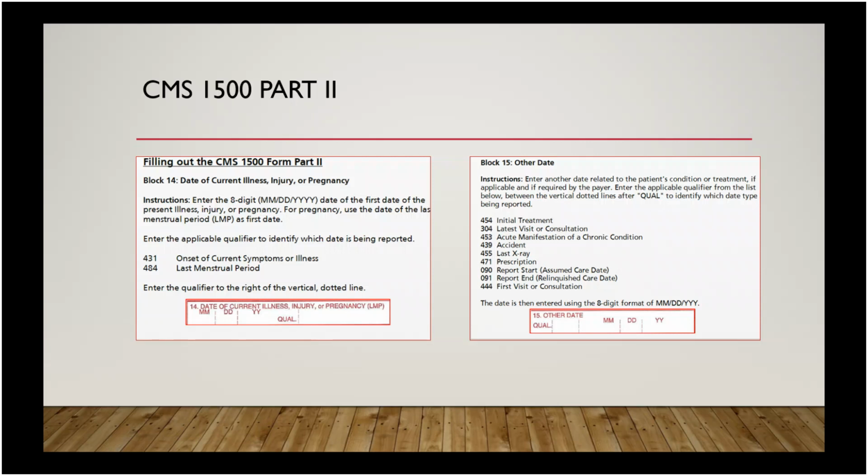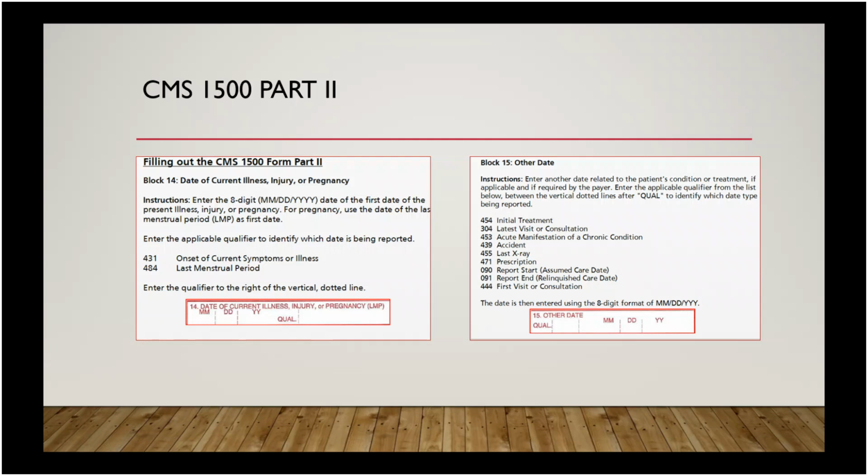Okay, continuing on with part 2. So this has to do with the payer, the supplies, the CPT, the ICD-10. On this particular one, block 14 is the date of the current illness, injury, or pregnancy. Depending on the payer, the carrier is going to determine if you have to fill this in for anything other than when you have an injury or pregnancy.